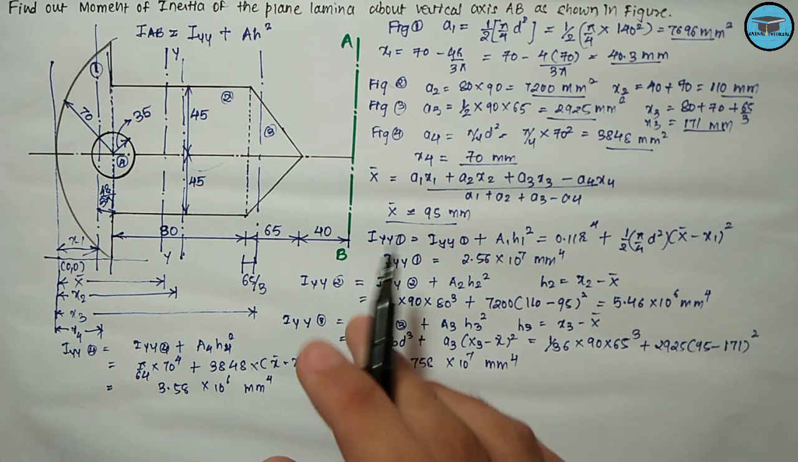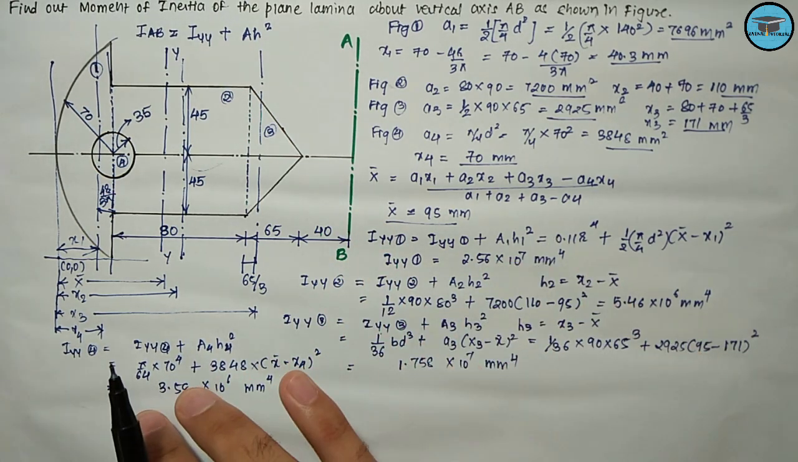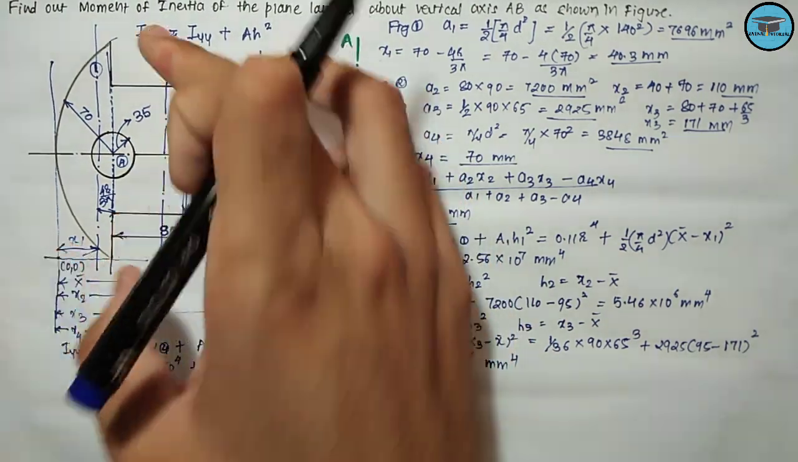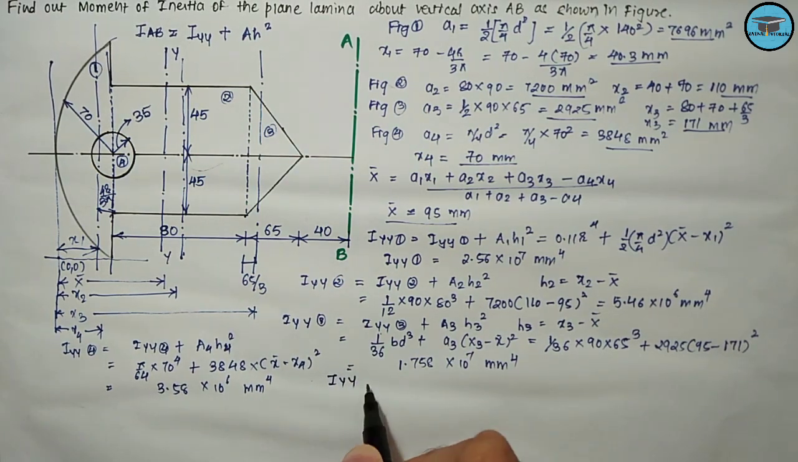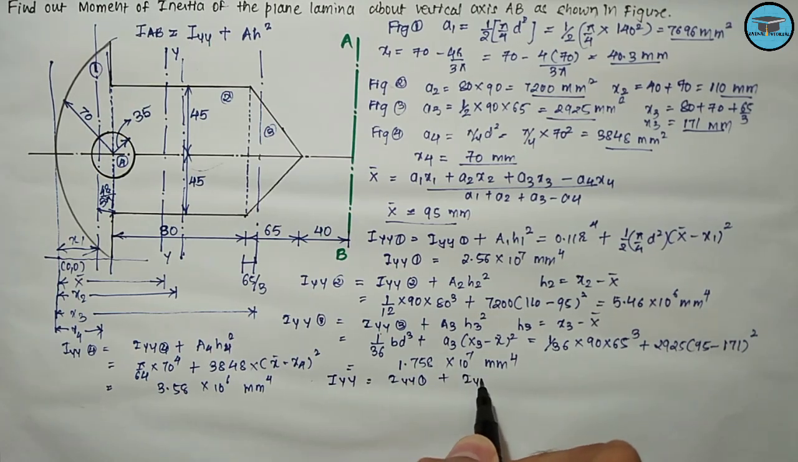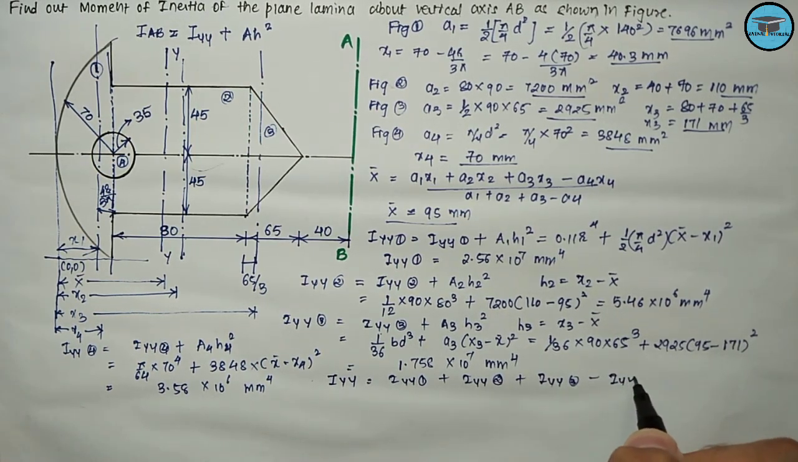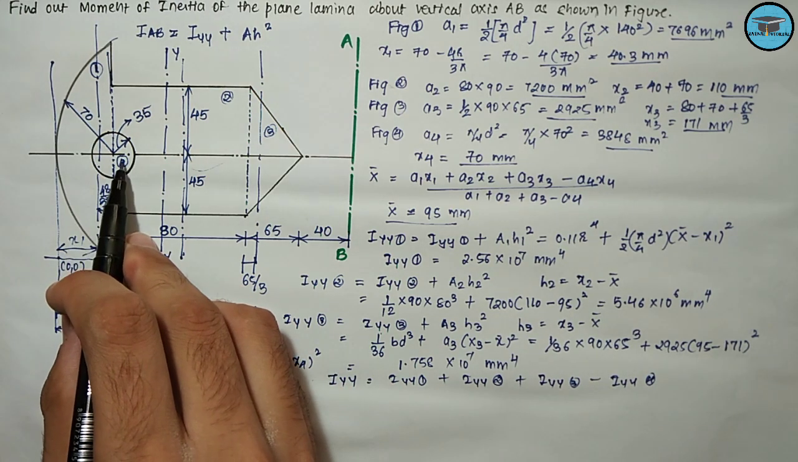Now we need to add all the moments of inertia or subtract the moment of inertia depending upon the hole, to get the total moment of inertia of this plane lamina about this axis yy. So the moment of inertia about the axis yy can be given as Iyy1 plus Iyy2 plus Iyy3 minus Iyy4. Here we need to subtract the moment of inertia as this is the hole present.